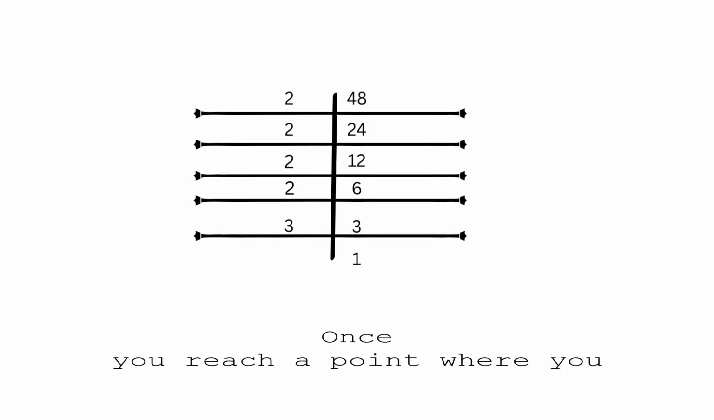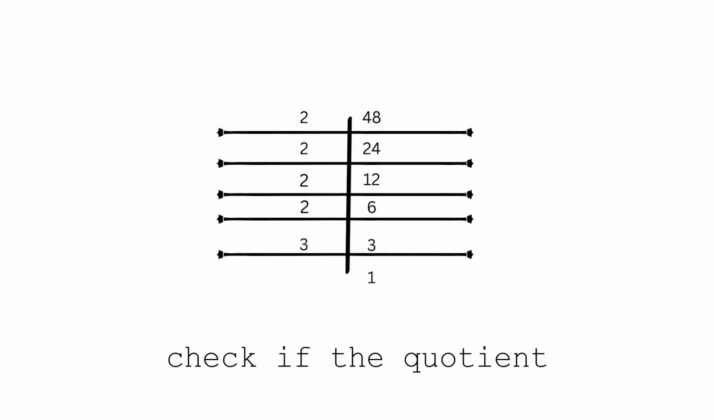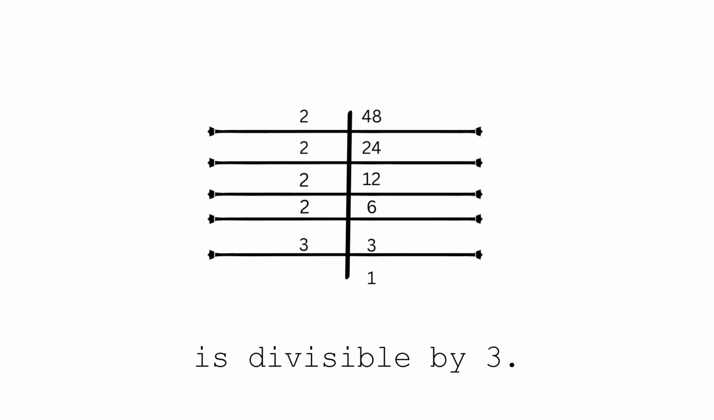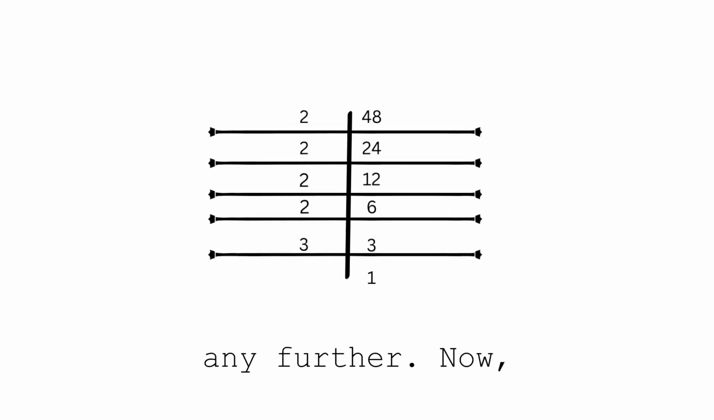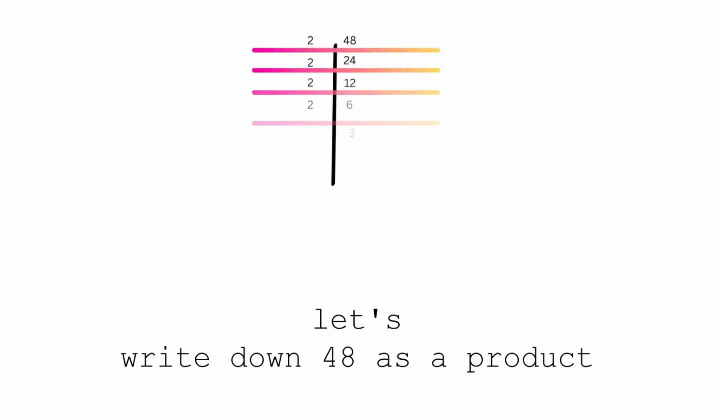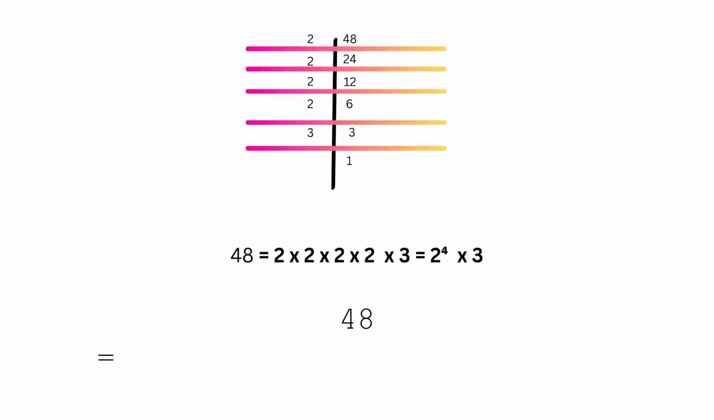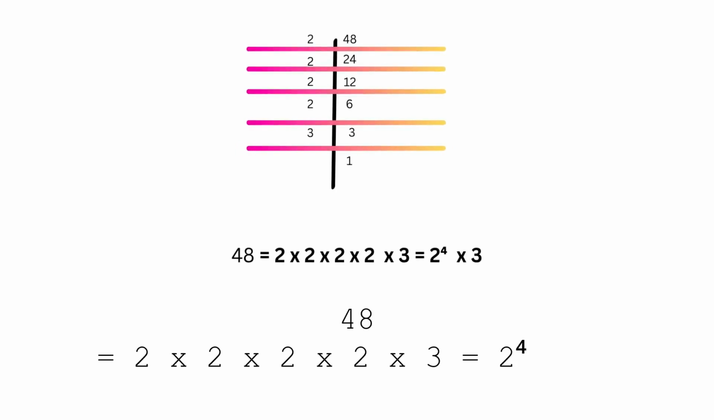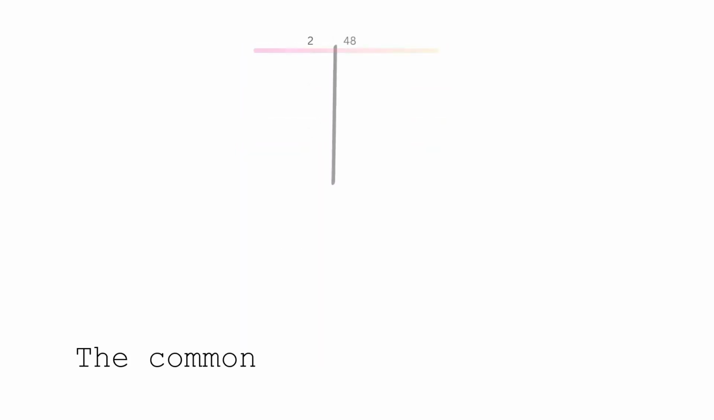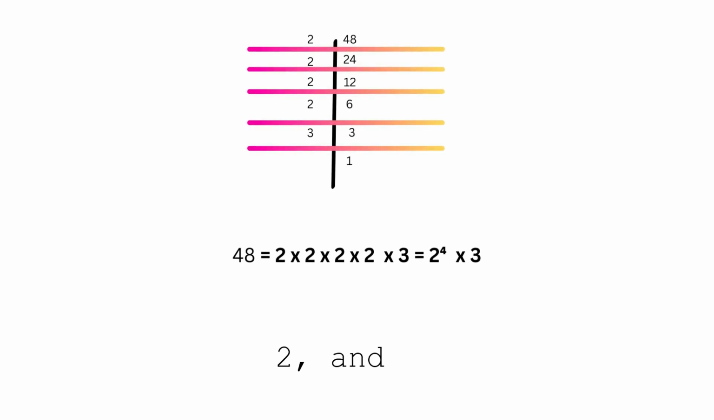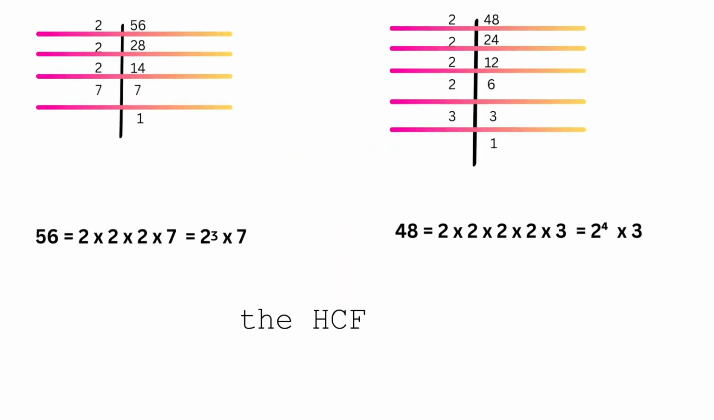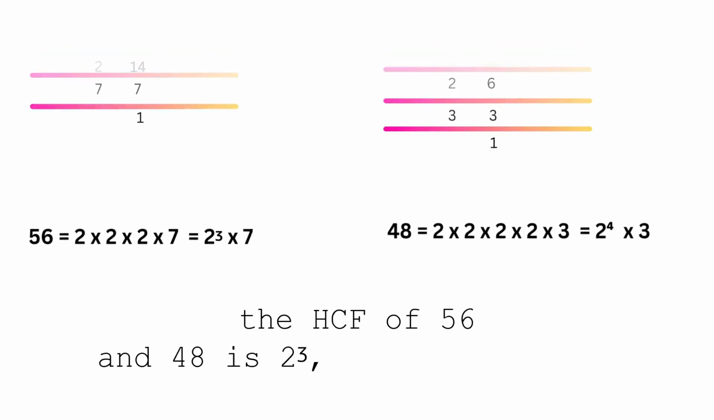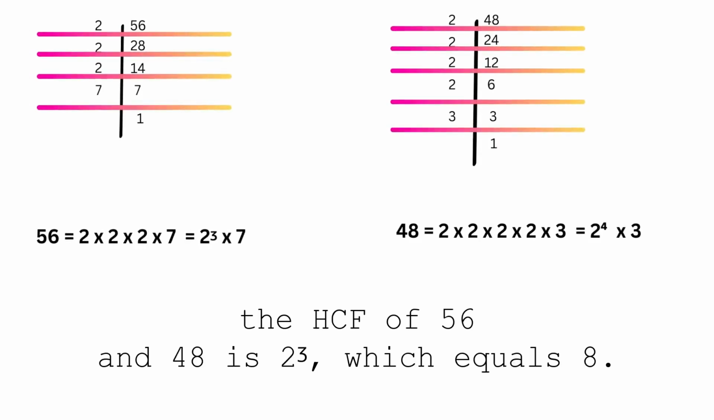Once you reach a point where you can't divide by 2 anymore, check if the quotient is divisible by 3. 3 is a prime number itself, so you can't divide it any further. Now, let's write down 48 as a product of its prime factors. 48 equals 2 times 2 times 2 times 2 times 3 equals 2 to the power of 4 times 3. The common prime factors are 2, 2, and 2, or simply 2 to the power of 3. So, the HCF of 56 and 48 is 2 to the power of 3, which equals 8.